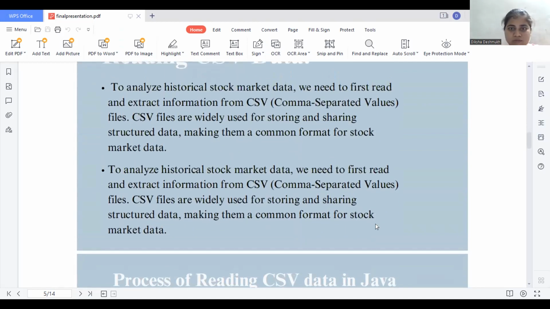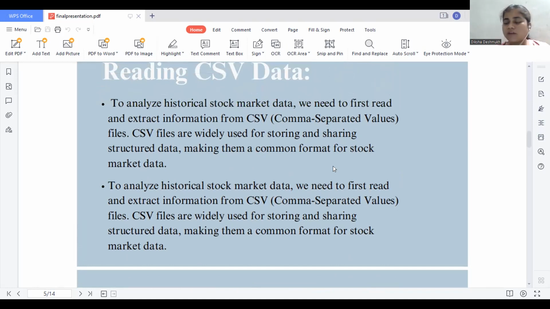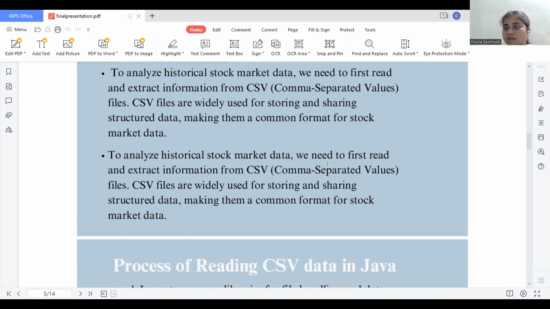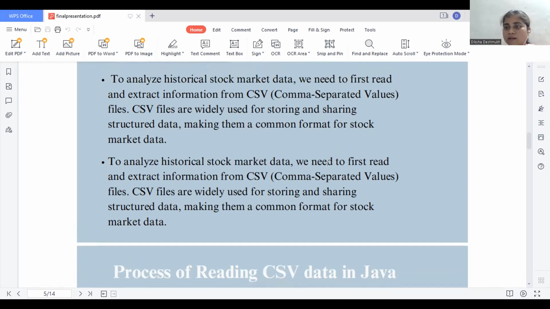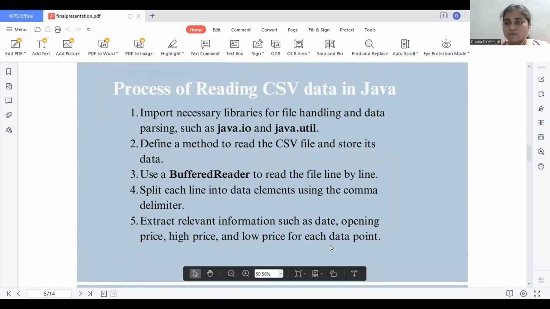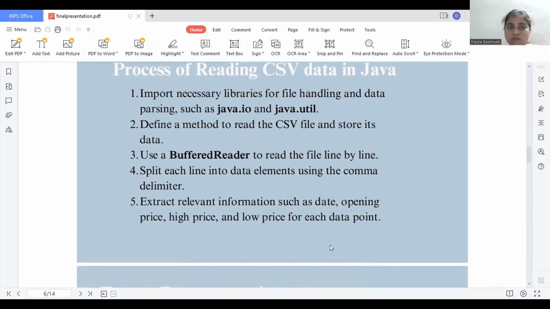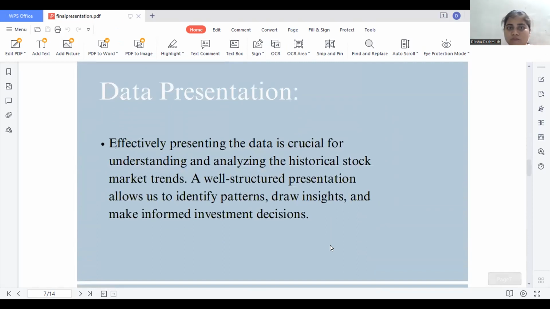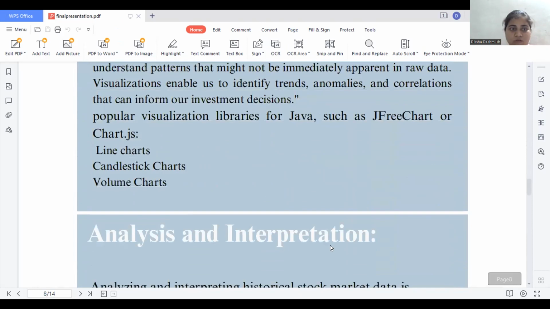What are the tools you are using? Because the second point of the objective says to elaborate the tools which you are going to use. The tool for the CSV file, I am importing the packages. So you import the libraries. Okay, just scroll down. Data presentation. Show me the demo part again.